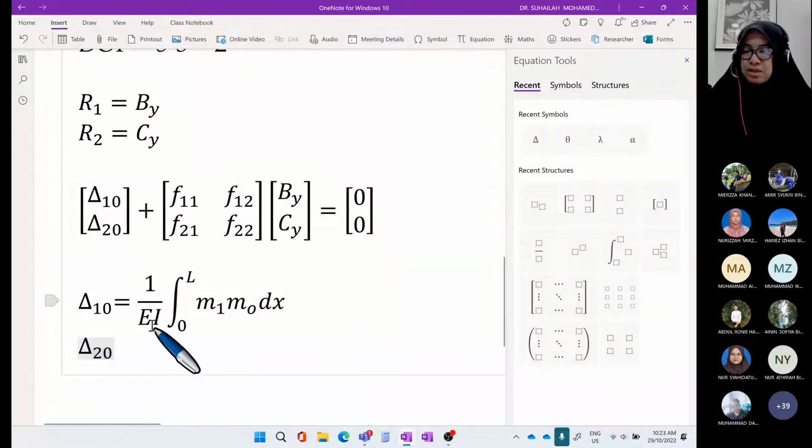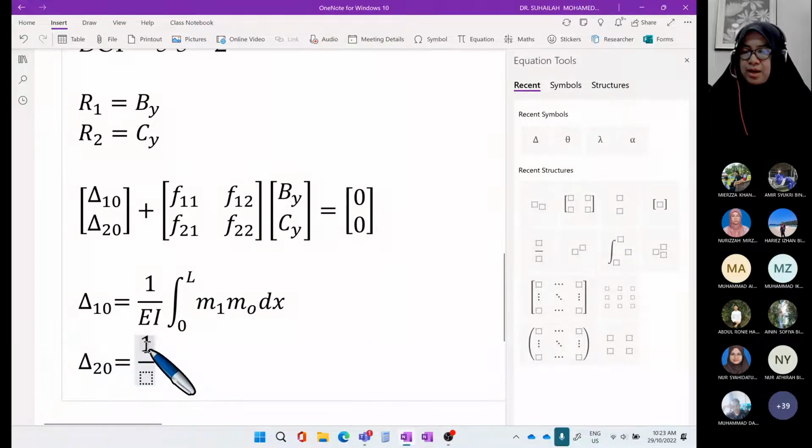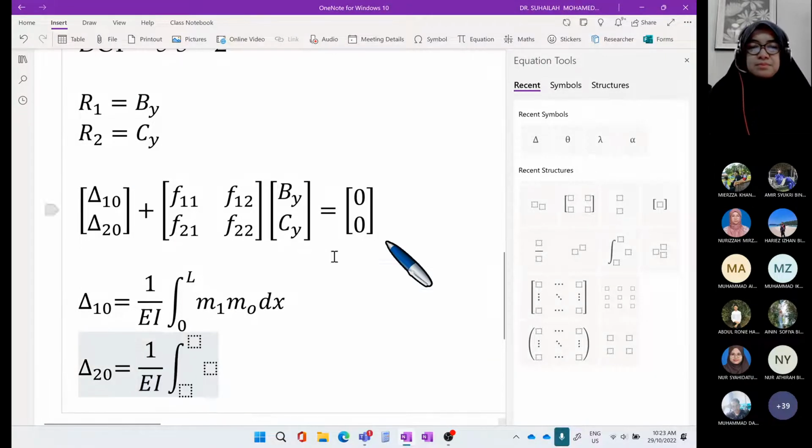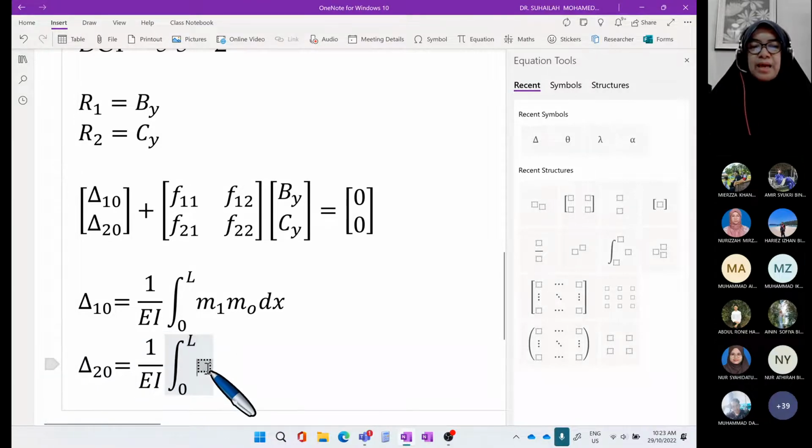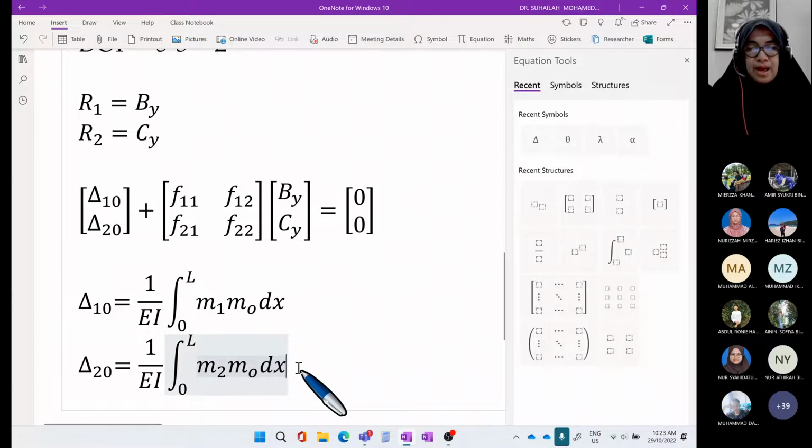Delta 2 naught is equal to 1 over EI, integrate from 0 to L, M2 M naught dx. It is M2 because we always refer to the notation.